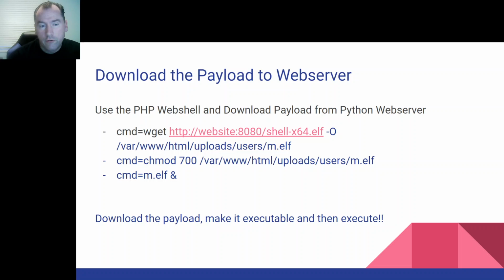Chmod 700 is giving read, write, execute to the www user on the m.elf file that I just placed on the server. And then if I do cmd equals m.elf and the ampersand sign, the ampersand sign executes it and runs it in the background so that it frees up the cmd equals in the website sometimes. This will download the payload, make it executable, and then execute it.